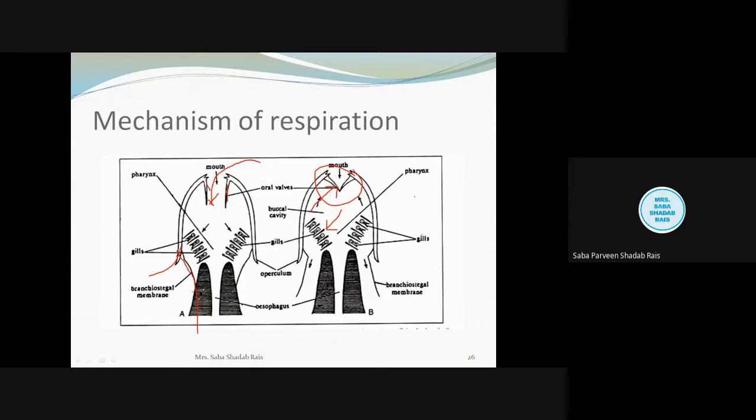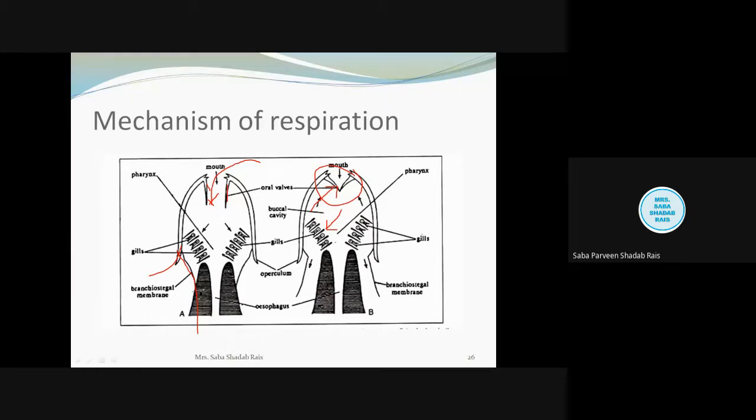And after that, what is going to happen is that the branchiostegal membrane will get a force, and this operculum will lower, and the water will be forced outside. Now see, the water which has entered from the mouth has the dissolved oxygen, and that dissolved oxygen will be taken up by the blood, and from the blood it will go to the various parts of the body.